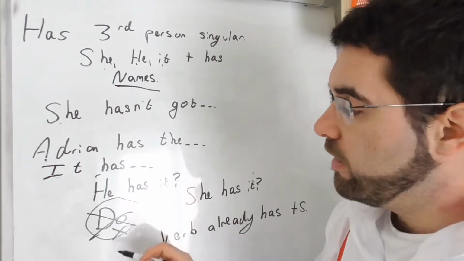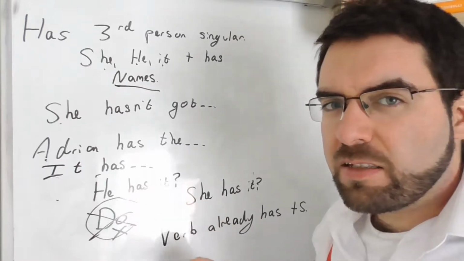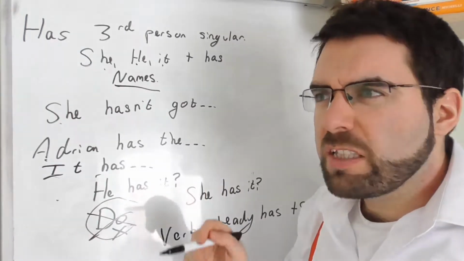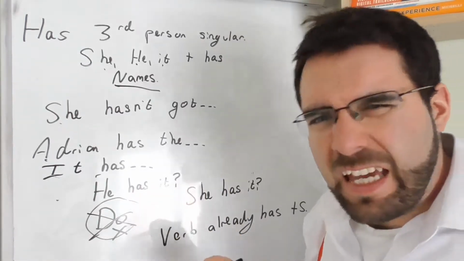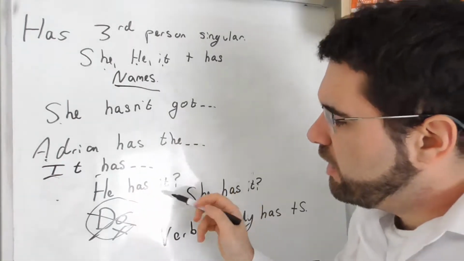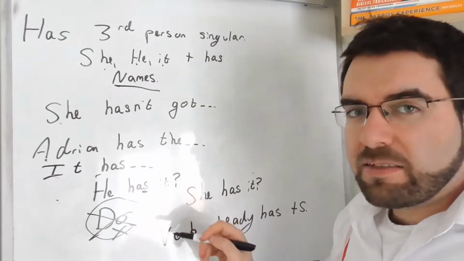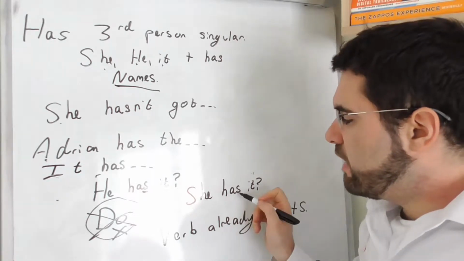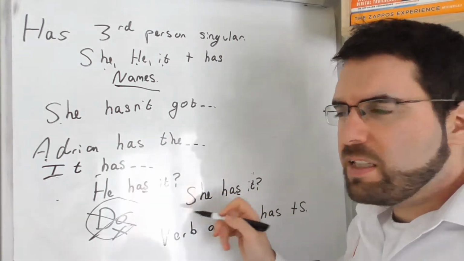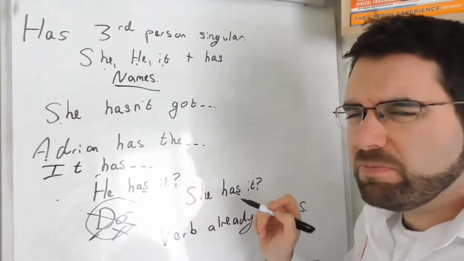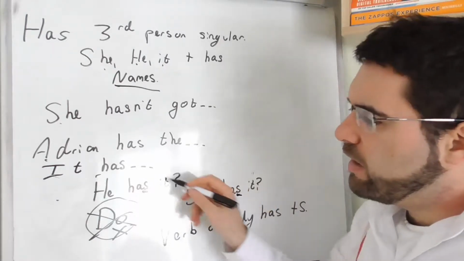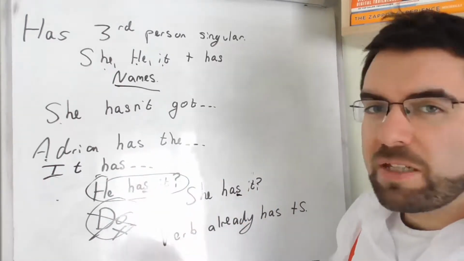We don't use it. Because do he has it? Does he has it? No. You see, the verb already has the S in it. She has it. Do she has it? Does she has it? No. Already got an S. The phrase itself can already be a question.